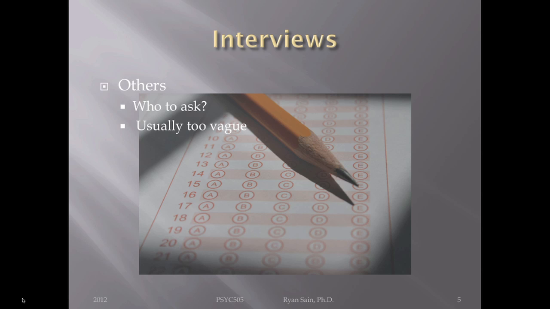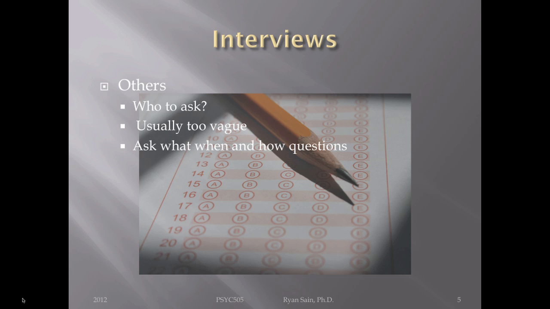Right? One of the problems with asking other people is that they're usually too vague. Right? They don't know what's going on. They have no idea. They're not trained as behavior analysts, typically speaking, and they're not going to be looking for the things you're looking for in terms of discriminative stimuli and reinforcers and consequences and all that type of stuff.